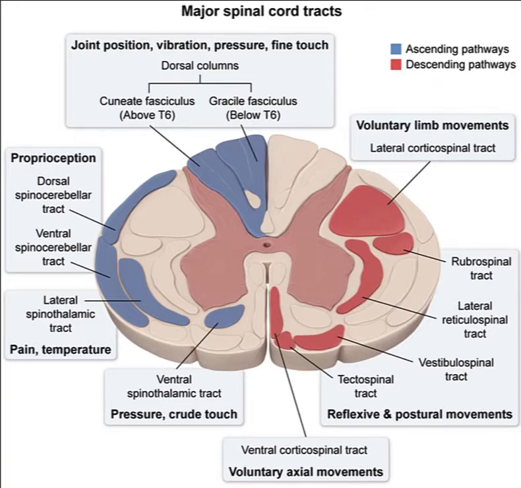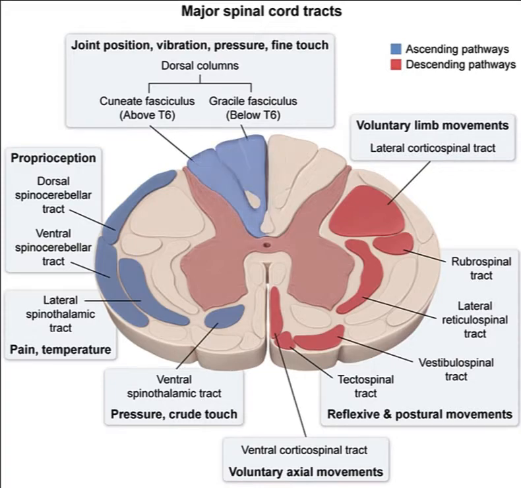The ascending tracts of the pathways are sensory. We see that the ventral spinothalamic tracts carries sensory fibers of pressure and crude touch. The lateral spinothalamic tract carries pain and temperature. Proprioception, sensation of movement and location, is carried by ventral and dorsal spinocerebellar tracts.